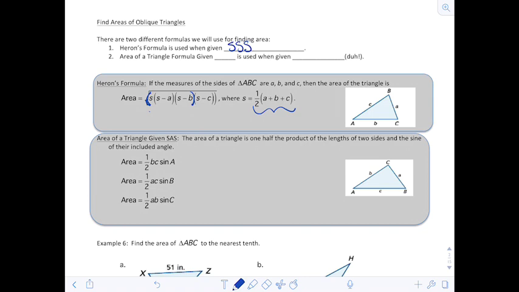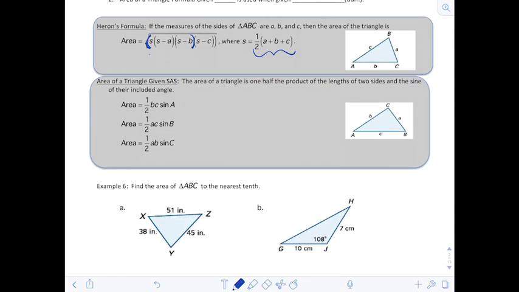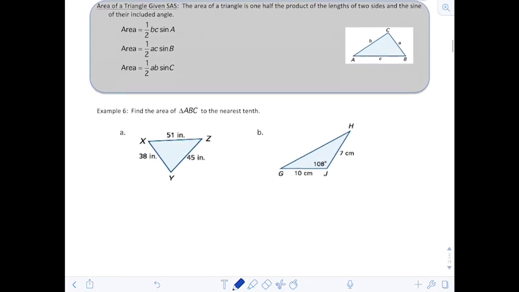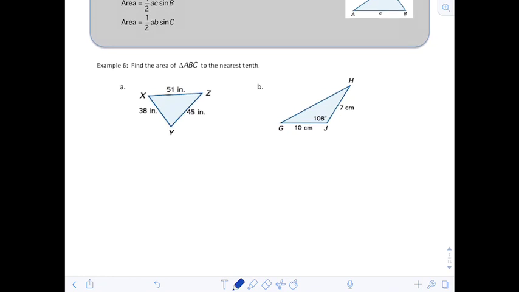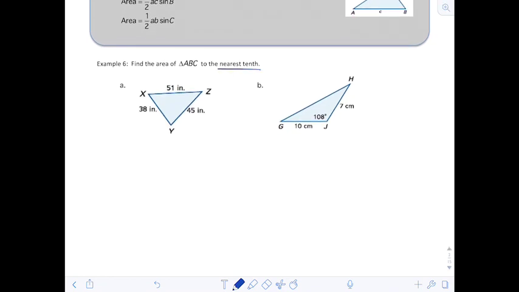So as we look at this, we have the first example where we have triangle ABC, and we want to find that area to the nearest tenth. So having side, side, side, the first thing I'm going to do is find that value S. So S is going to be 1/2 the sum of 51 plus 38 plus 45. And that's half of 134, which is going to be 67. So 67 is the magic number.